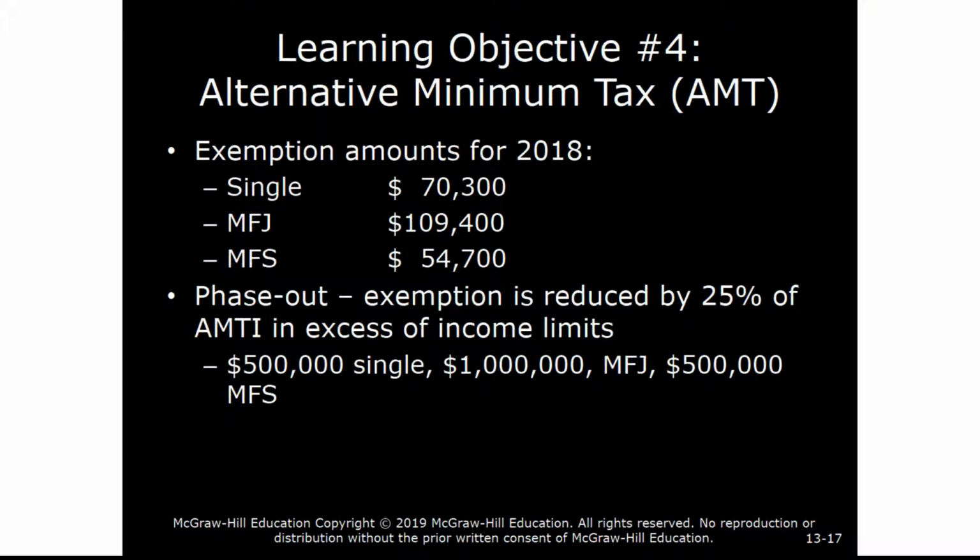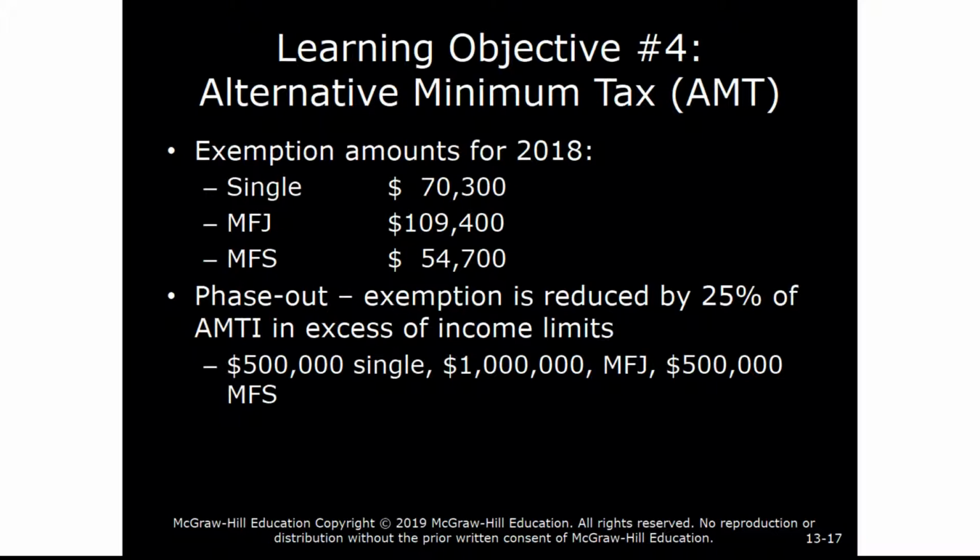These are the exemption amounts in that formula that we use for AMT that I mentioned at the bottom of page 13-30. And here they're listed: single $70,300, married filing joint $109,400 for 2018, and married filing separately down to $54,700. So this is an exemption that reduces these adjustments that we've made to our alternative minimum taxable income. These exemptions do phase out, however, and they phase out as the alternative minimum taxable income increases. And any amount in excess of $500,000 for single, $1 million for married filing joint, or $500,000 for married filing separately, then the phase out begins to occur on these exemption privileges.